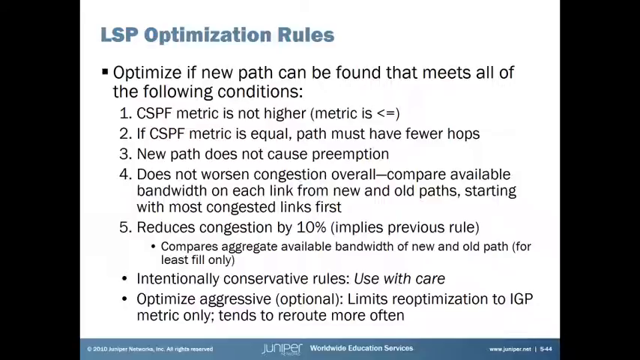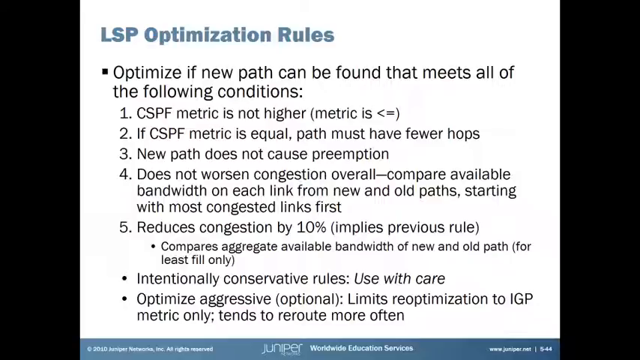The new path does not cause preemption, does not worsen congestion overall, so it compares the available bandwidth on each link from the new and old paths, starting with the most congested links first, and reduces congestion by 10% overall. So it will compare the aggregate available bandwidth on the new and old path. It does that for the least full tie-break rule.